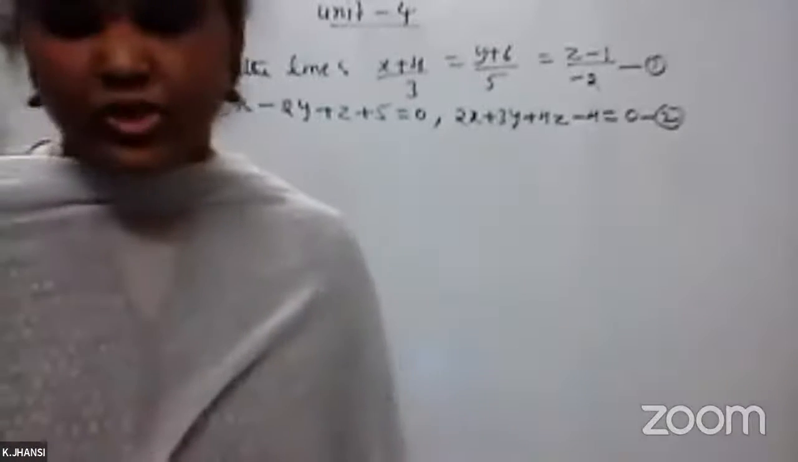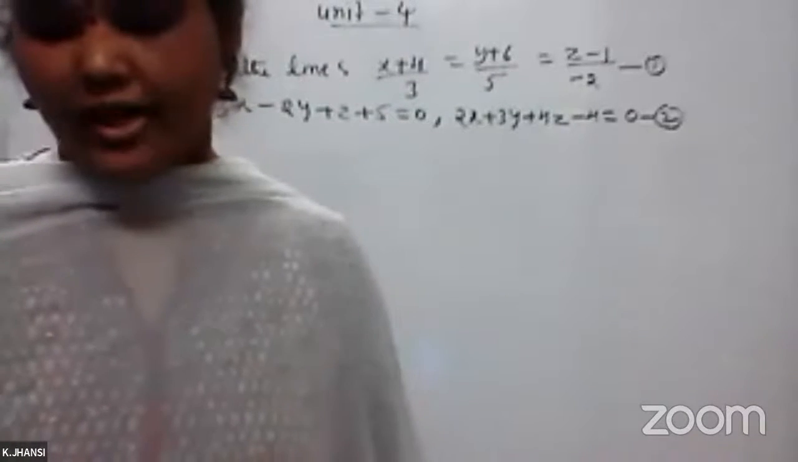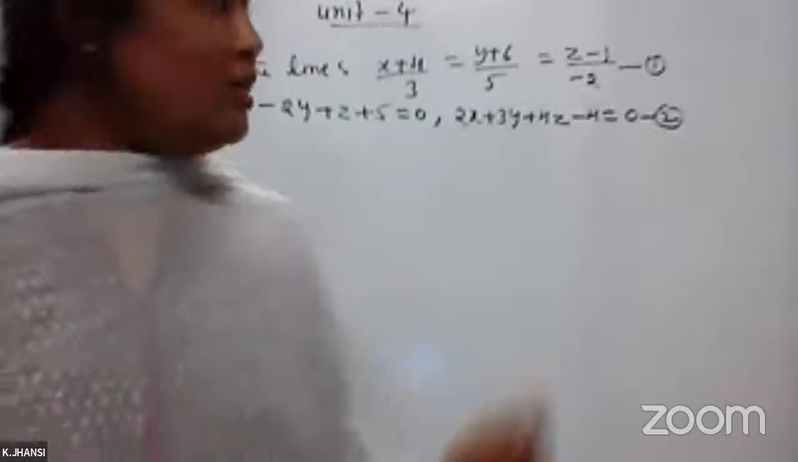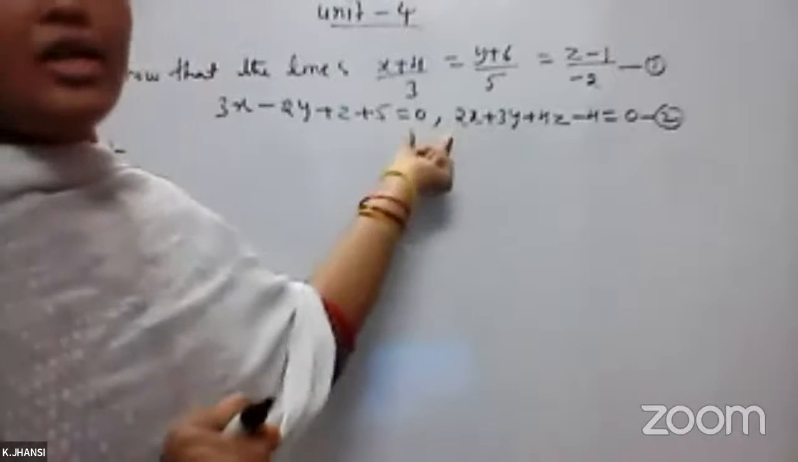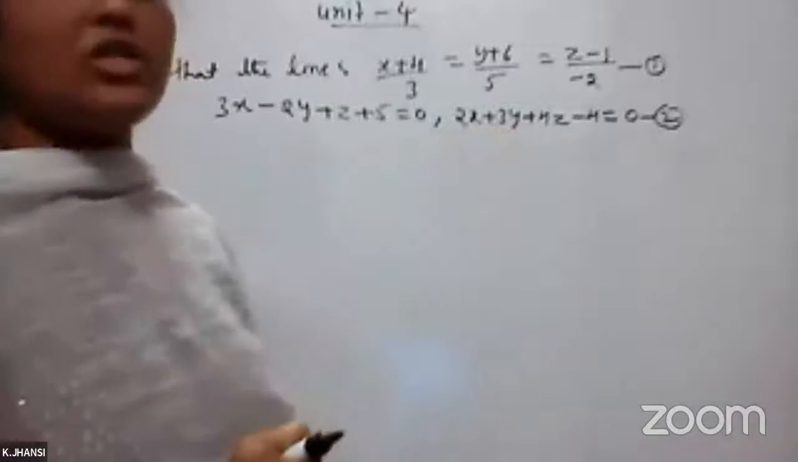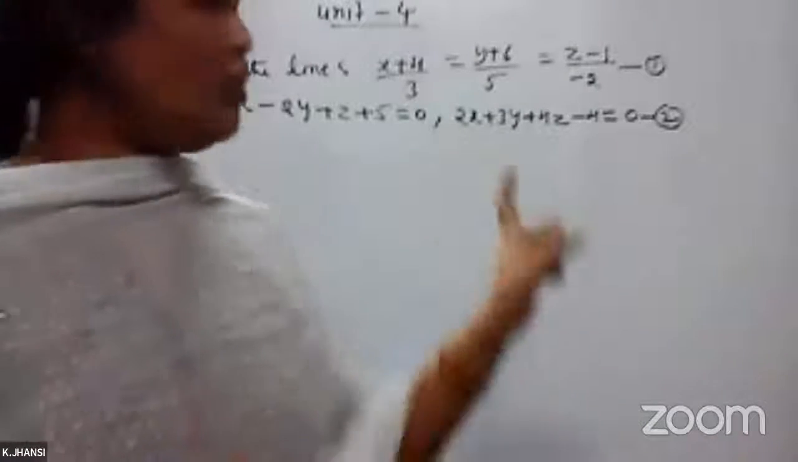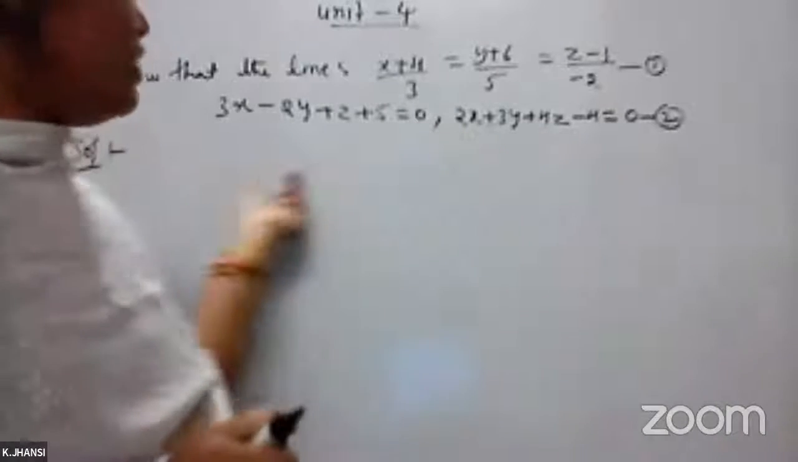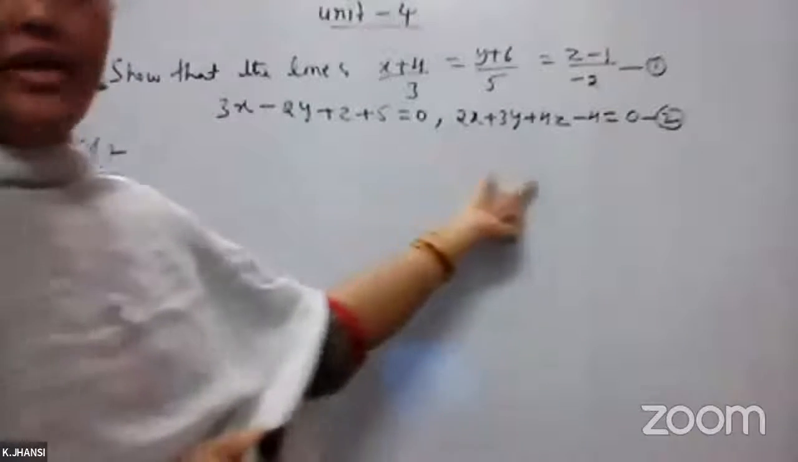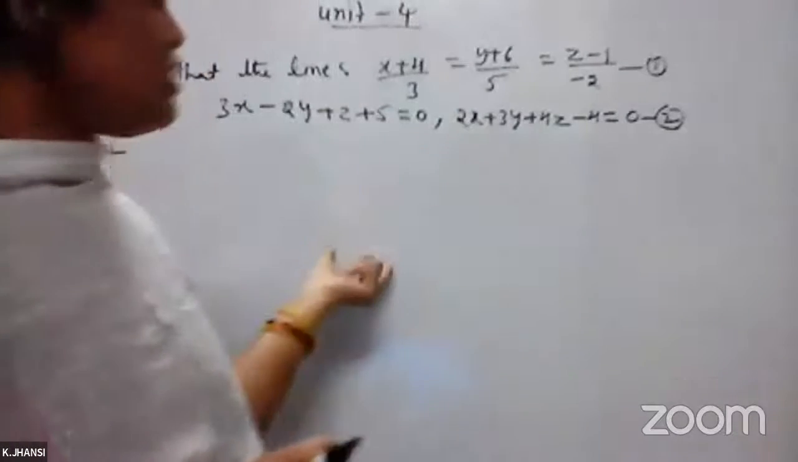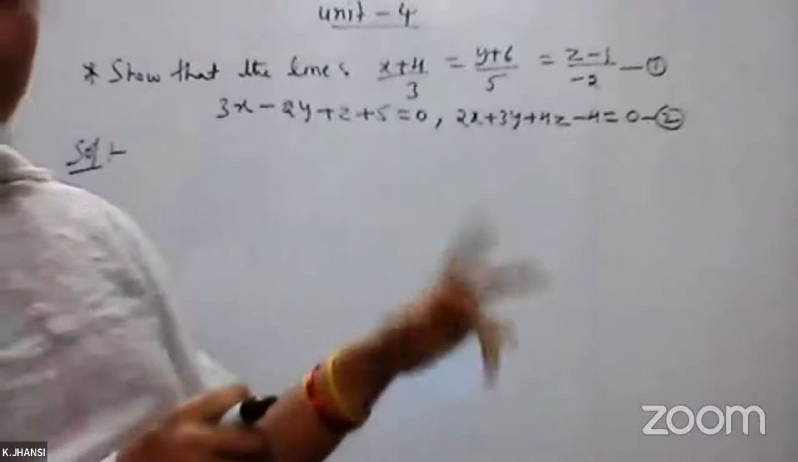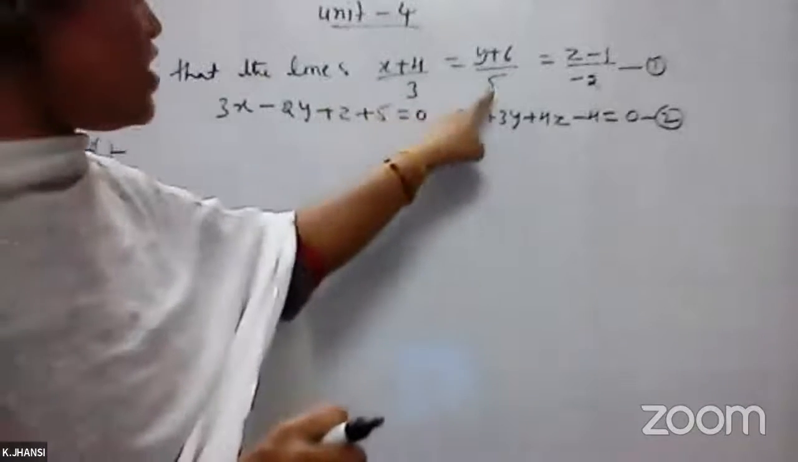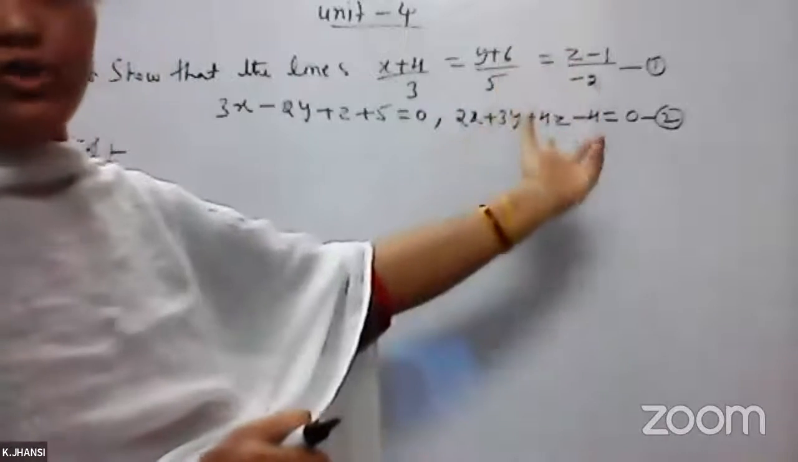The procedure to handle the unsymmetrical and symmetrical forms is this: whatever the unsymmetrical line is, you join its two plane equations with the help of lambda, that is, this plane equation plus lambda times the other. Then you take out the x, y, z coefficients common. Then in place of x, y, z, you substitute the direction cosines or direction ratios.